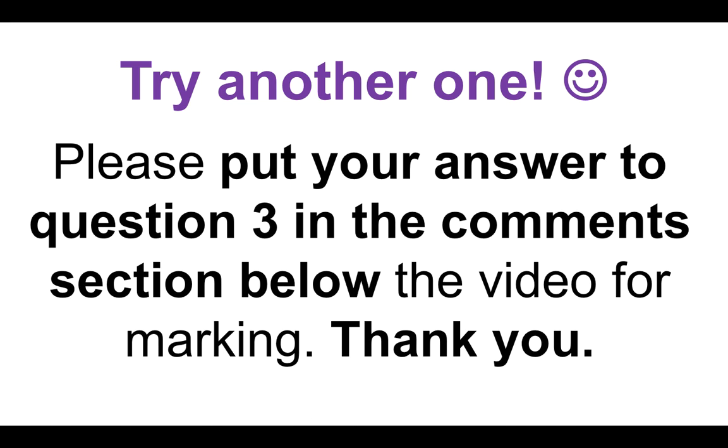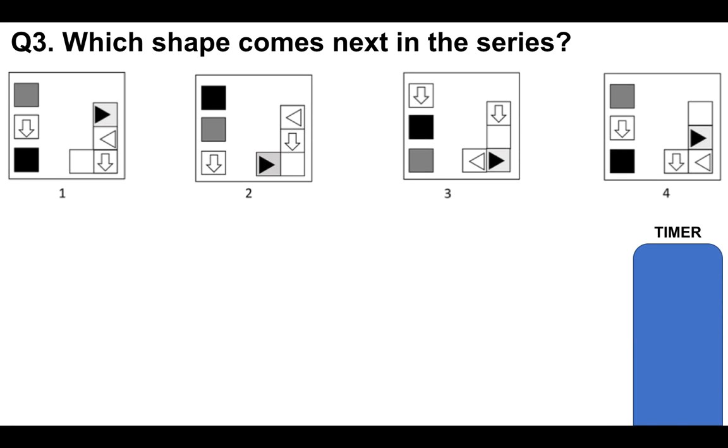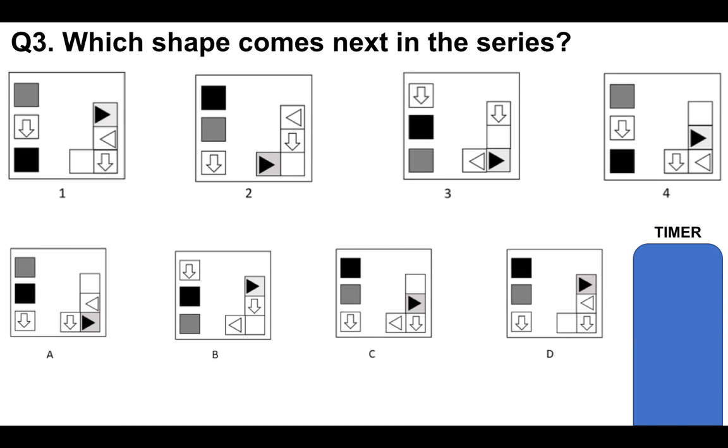Again, please put your answer to question number 3 in the comment section below. A little bit tougher. So 1, 2, 3, and 4, what comes next in the series? And there's your answer options A, B, C, and D. So you've got the time it takes that timer to go down to the bottom to put your answer to question number 3 in the comment section below. Here we go.